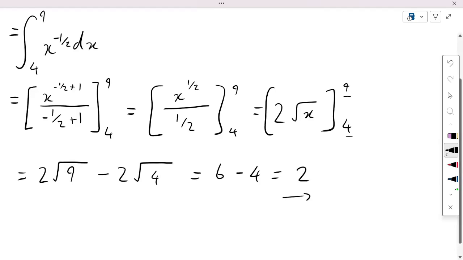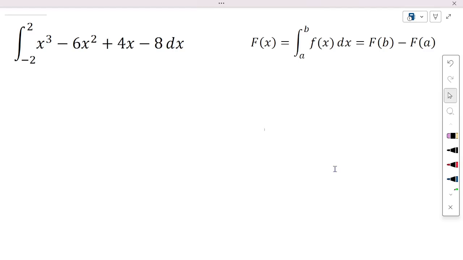Let's do another one. Alright, so now we have a polynomial, right? So once again, we have the integral of x cubed minus 6x squared plus 4x minus 8 with respect to x. So we can see that obviously we have to integrate this over here. Remember, it's between the integral symbol and the dx, meaning that that's where we have to integrate, right? So this is going to be equal to x cubed with respect to dx.